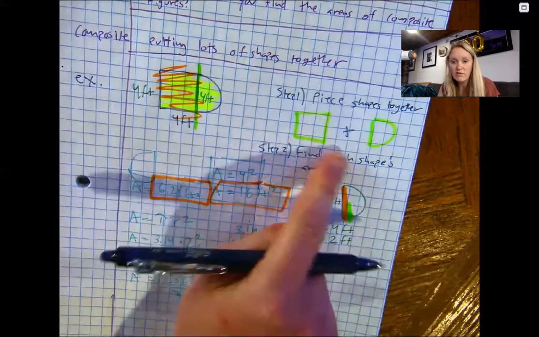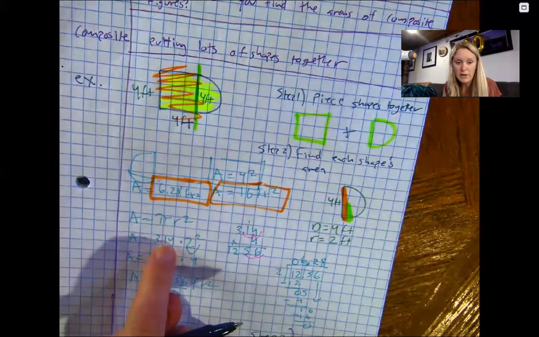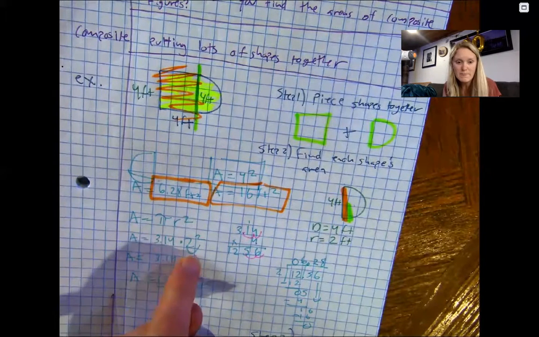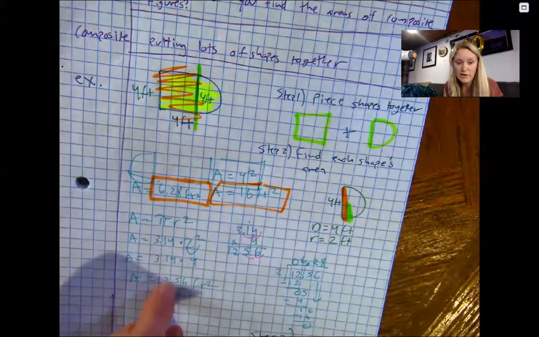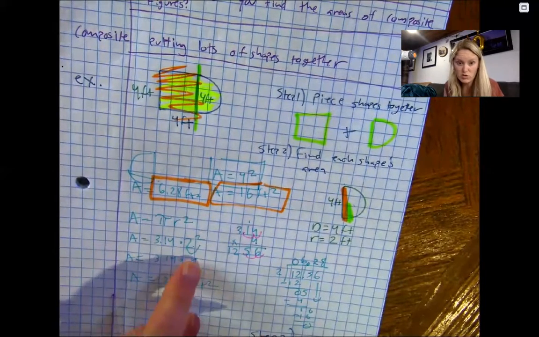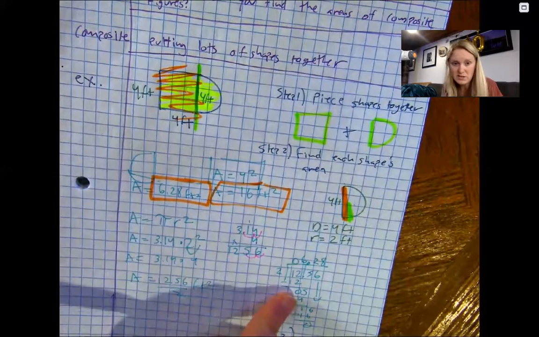And I know that the area of the half circle is pi times radius squared. Plug in 3.1 for pi. The radius is 2 because the diameter was 4. I got 12.56 for the whole area of the circle, but I only needed half the area of the circle, so I just cut that number in half and got 6.28.